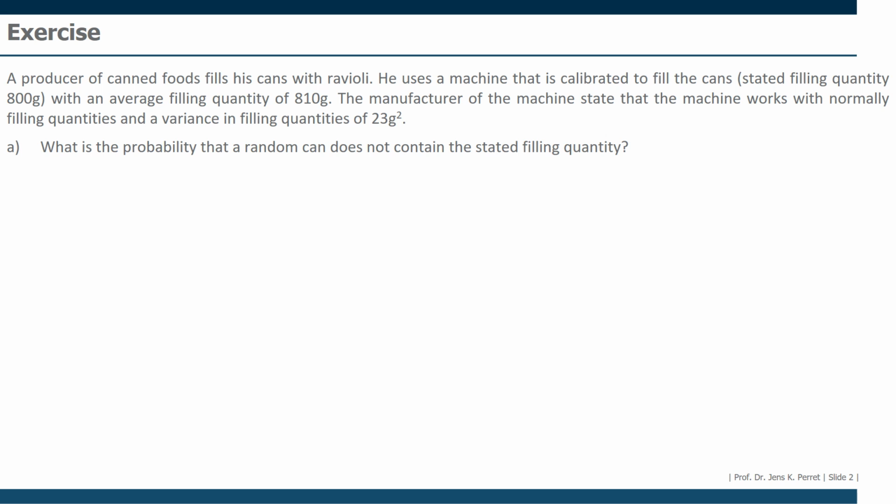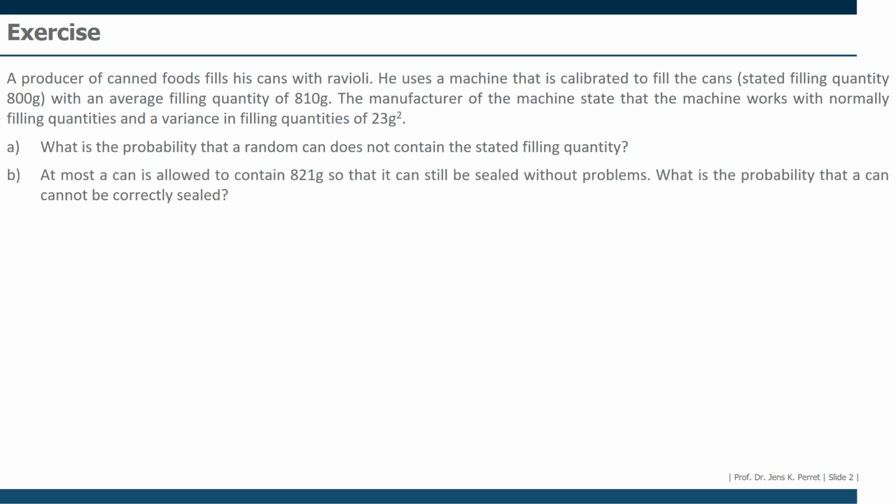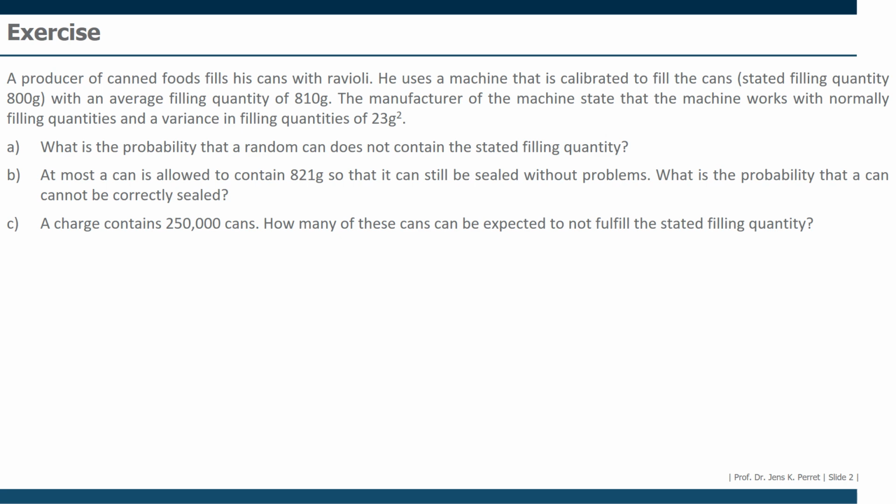Then our first task is, what is the probability that a random can does not contain the stated filling quantity? Second, at most the can is allowed to contain 821 grams, so that it can still be sealed without problems. What is the probability that a can cannot be correctly sealed? And finally, a charge contains 250,000 cans. How many of these cans can be expected to not fulfill the stated filling quantity?